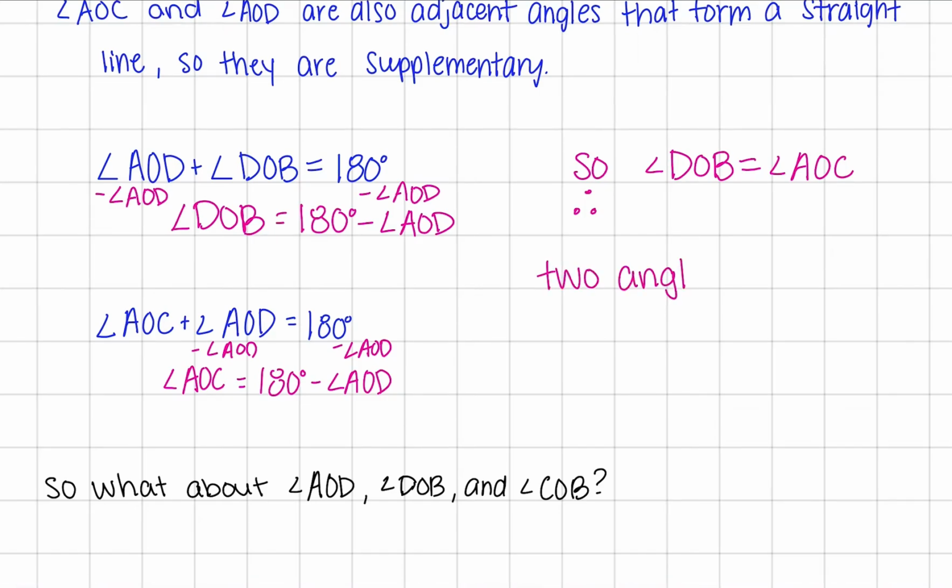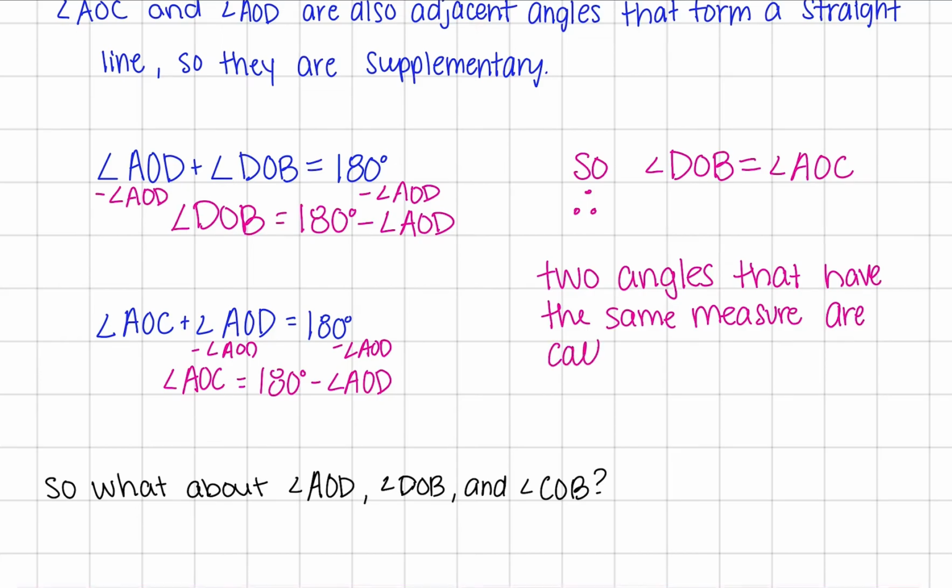Two angles that have the same measure are called congruent angles. So, vertical angles are congruent.